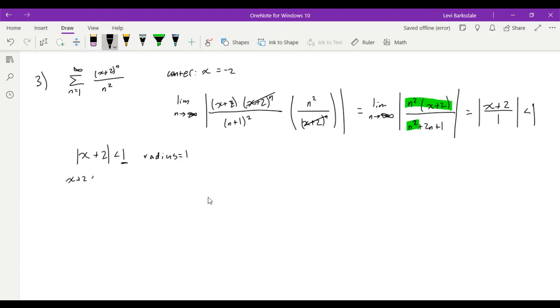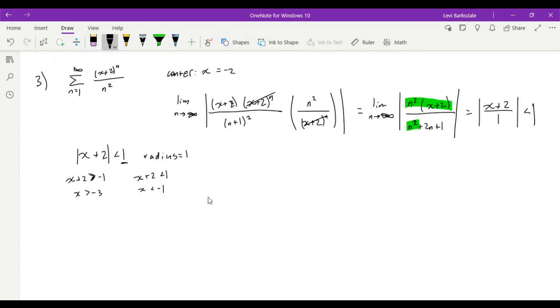x plus 2 should be larger than negative 1. Also, x plus 2 should be smaller than 1. So x should be larger than negative 3 and also smaller than negative 1. Now we also need to check our endpoints. In the last one, because our radius was infinite, we didn't have any endpoints, but in this case, we do. So let's plug in negative 3 for x.